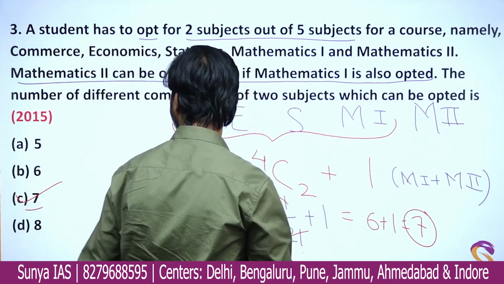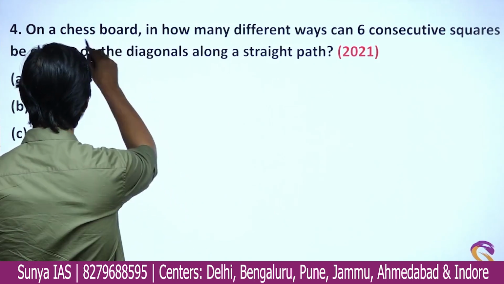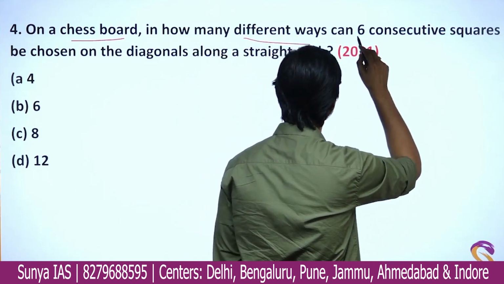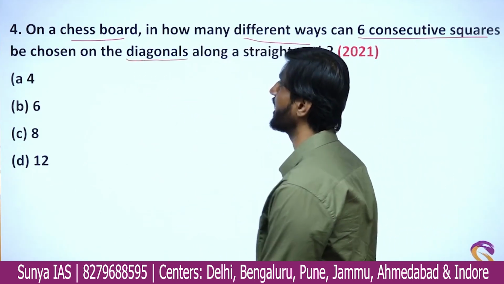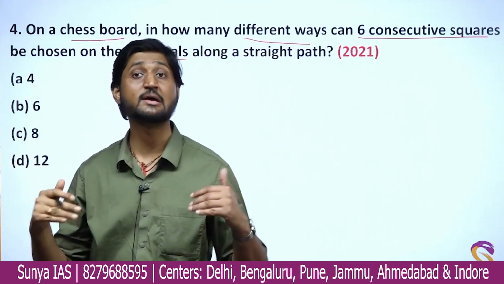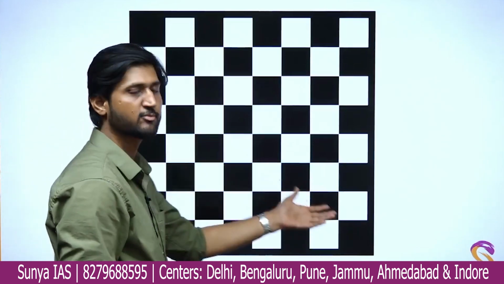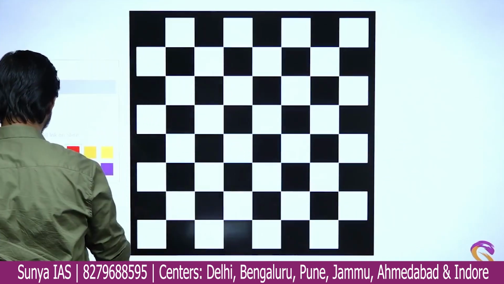Moving on now, we have one more question which says, on a chessboard, in how many different ways can we choose or select 6 consecutive squares on the diagonals along a straight path. So in this question you have to first think about what a chessboard looks like, and to make your thinking easier, we actually have a chessboard here, right? And so what about the diagonals? So diagonals are these lines.